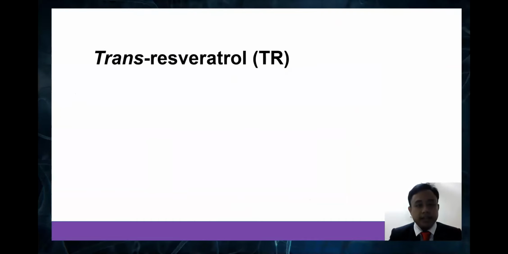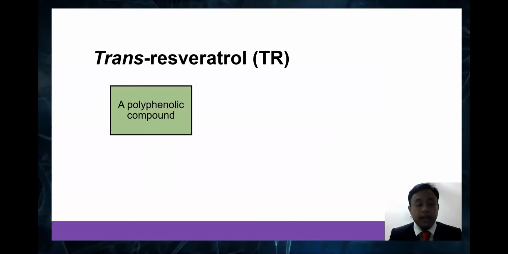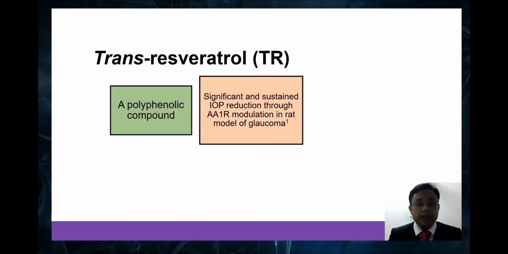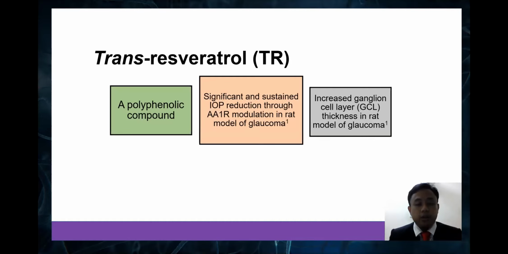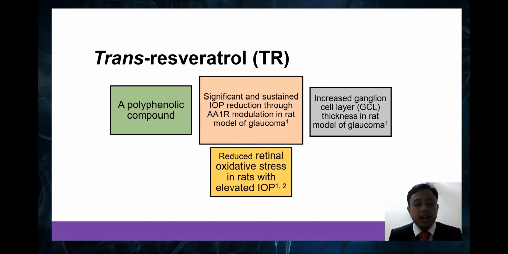My compound of interest is trans-resveratrol or TR. It is a polyphenolic compound. Previously, it effectively caused significant and sustained IOP reduction through adenosine A1 receptor modulation in a rat model of glaucoma. It also increased the ganglion cell layer thickness and reduced the retinal oxidative stress in rats with elevated IOP.